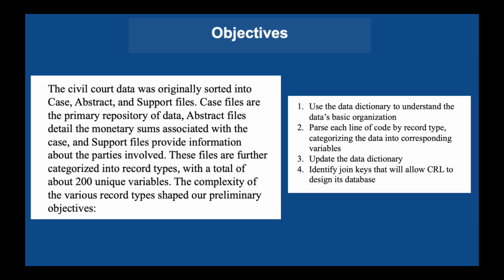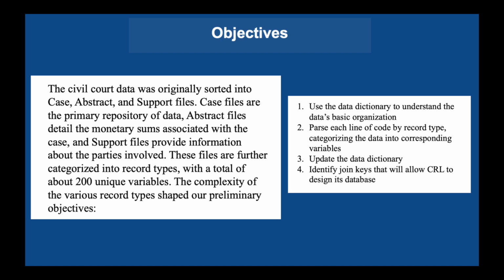When we were initially given the raw data, it was sorted into case, abstract, and support files. Case files contain the majority of the data of each civil court procedure. Abstract files contain information on monetary sums associated with the case, and support files contain information on the parties involved in each of these cases. And these cases are further sorted into record types, and these record types are indicated at the beginning of each line of code, which will be seen on a future slide.